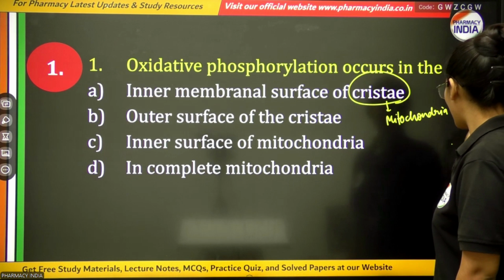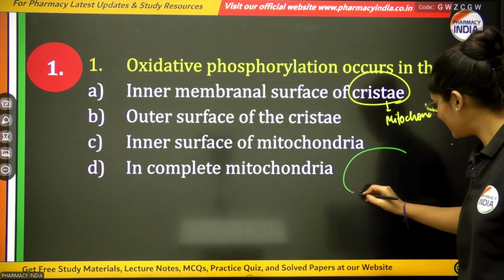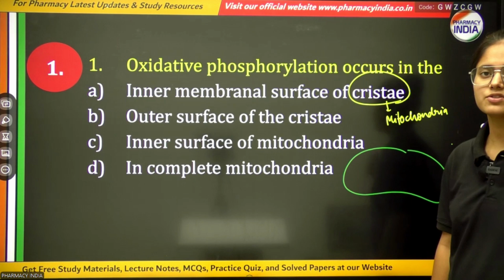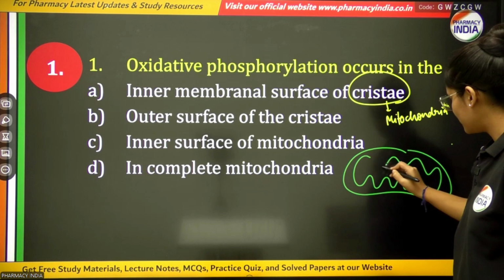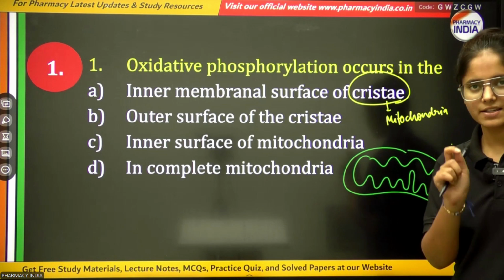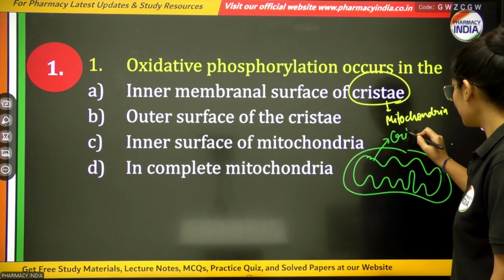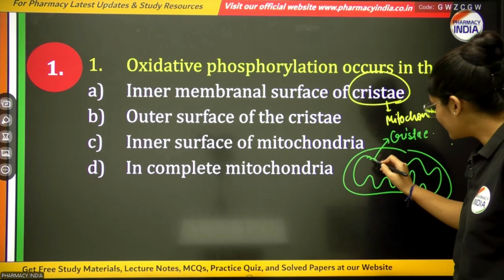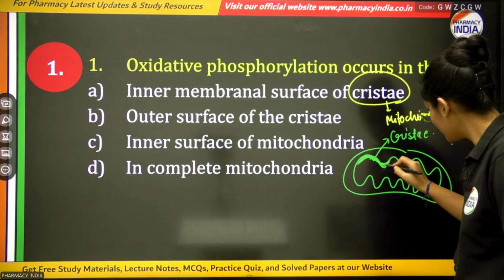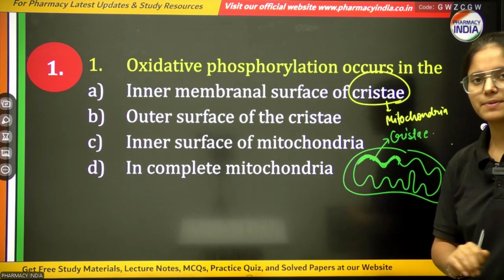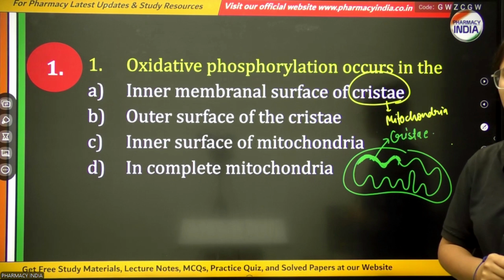Let's draw a diagram of mitochondria. Basically, mitochondria is a double membrane bound, sausage shaped cell organelle like this. This area which the inner membrane forms is known as cristae. And on the inner side of this cristae, on the inner membrane of this cristae, the oxidative phosphorylation takes place. Alright. So the correct option will be inner membranal surface of cristae.